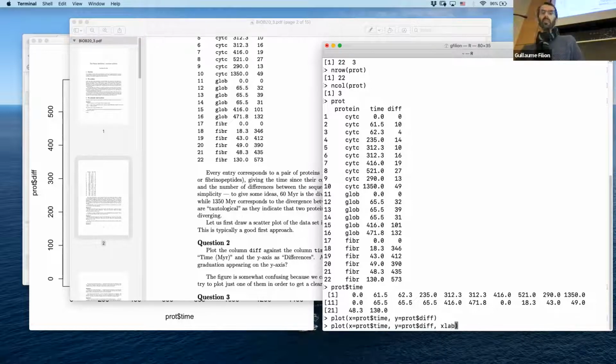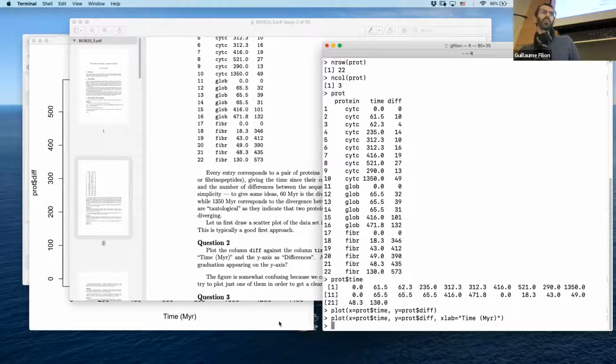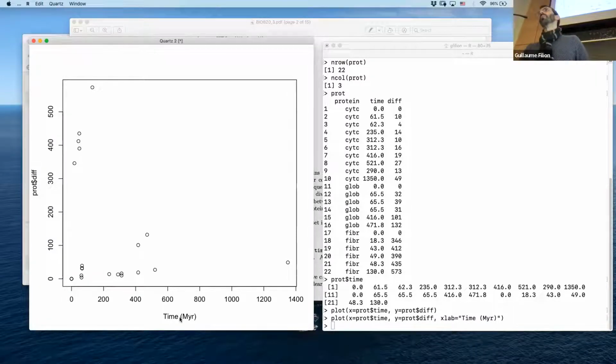xlab. Okay, that's for x label. And so here I say, what do they want? Time and median years. Okay, you're not showing any graph that doesn't have proper labelings of the axes, and the bare minimum you have to set to yourself is to label the units. Okay, you cannot show a graph without the unit.